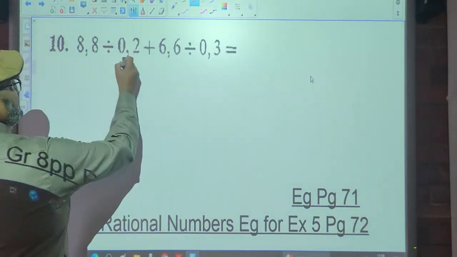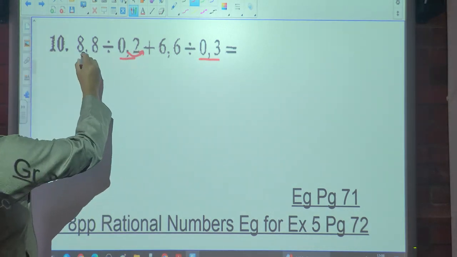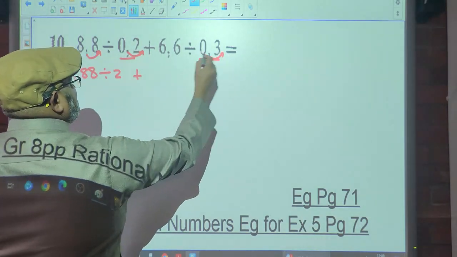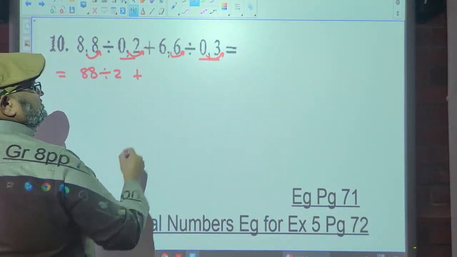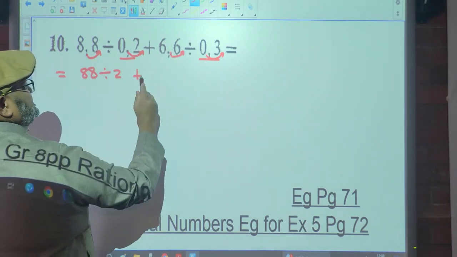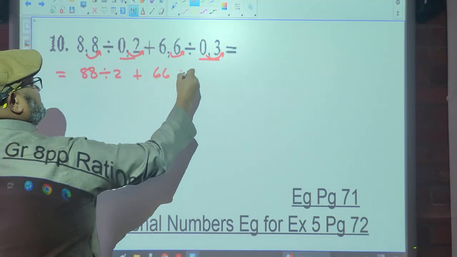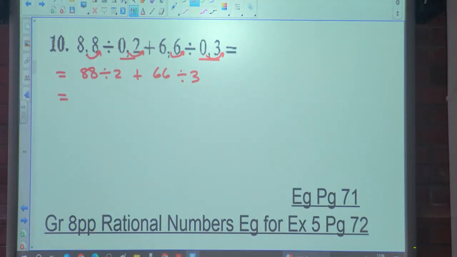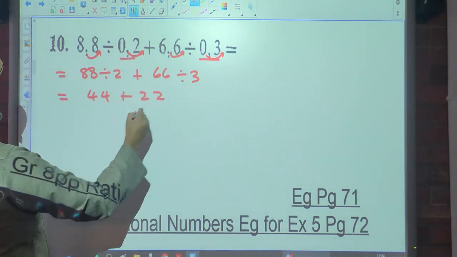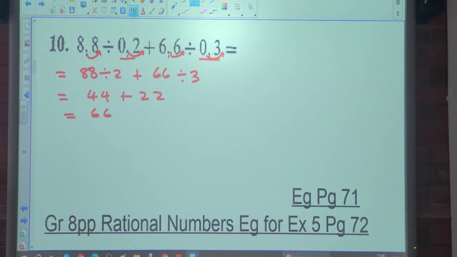Number 10. So again we're going to make the divisors integers. So I move that 1 unit, in turn that must also move 1 unit. So it's 88 divided by 2 plus, that moves 1 unit, that has to move 1 unit as well. In other words, I'm multiplying this by 10 and as well 10 by 10, which is going to give you 66 divided by 3. What is 88 divided by 2? 44. Plus 66 divided by 3? 22. So 44 plus 22 is again 66. Okay.